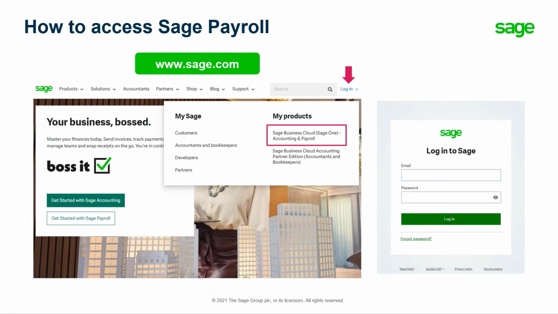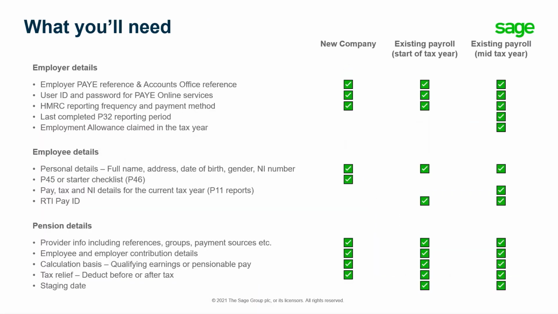And what we're going to take a look at next is a checklist of information that you're going to need when you actually come to set up your payroll software. So the details you'll need do slightly differ depending on the scenario, whether you're creating a new company, taking on employees for the first time, you're setting up an existing payroll at the start of the tax year, or you're moving an existing payroll over mid-tax year, which is probably the most common option for people moving to Sage.